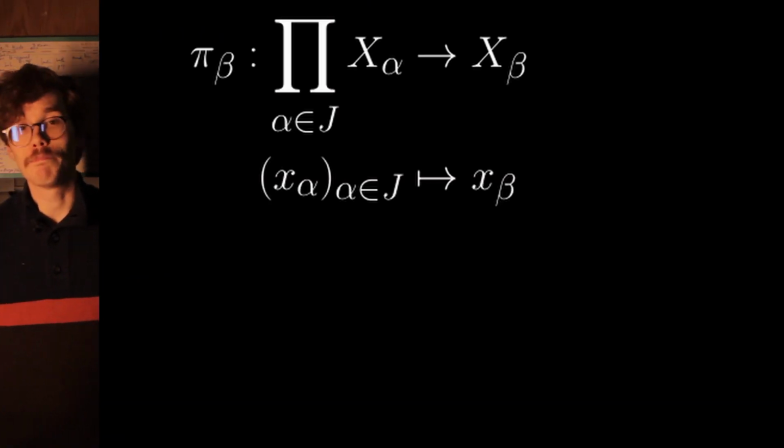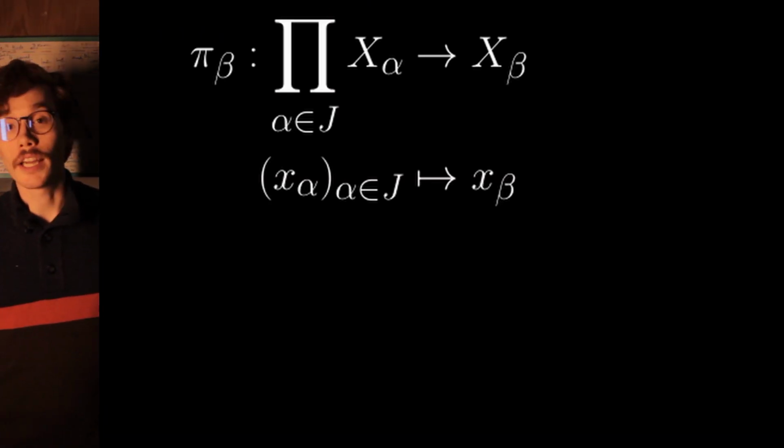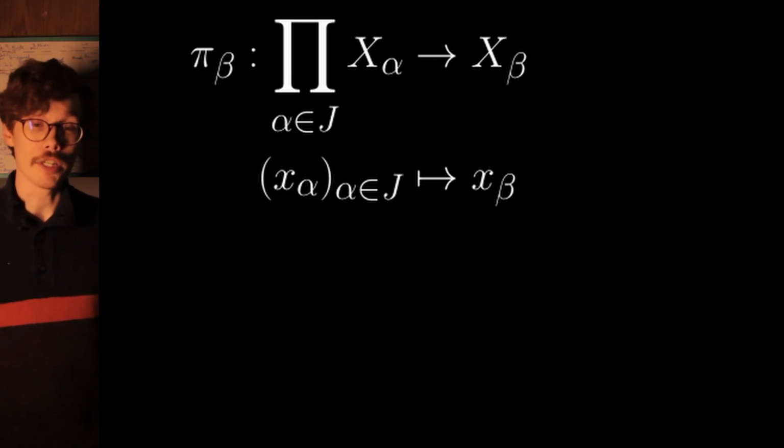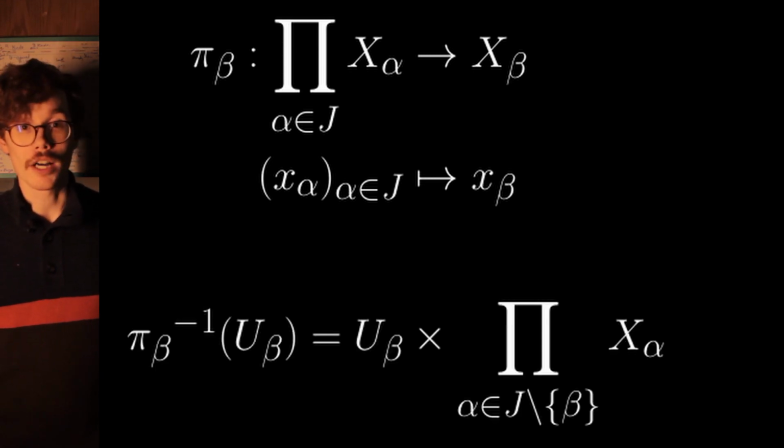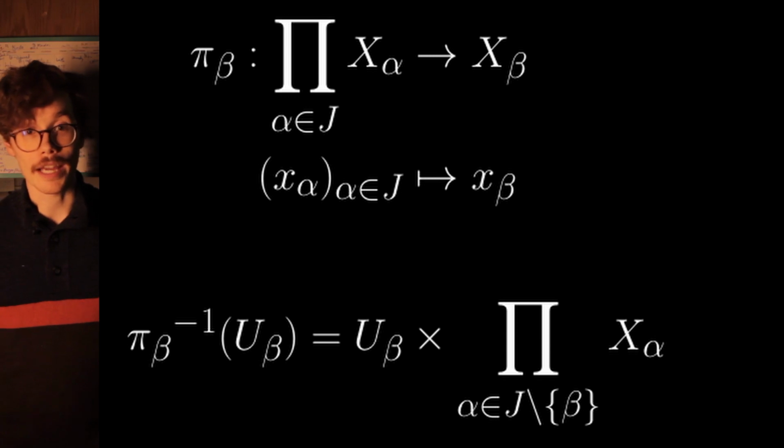If J is any indexing set, then the product of X_alpha has J many projection maps. Pick a random one, the beta-th one, from the product to X_beta. Let's show that the preimage of an open set is open. So let U_beta be open in X_beta. The preimage of U_beta is U_beta cross all of the other factors X_alpha. And that's a product of open sets, all but finitely many of which are the whole space. In fact, all but one of which are the whole space. Thus, that's an open set. It's a basis element, and the projection maps are continuous.